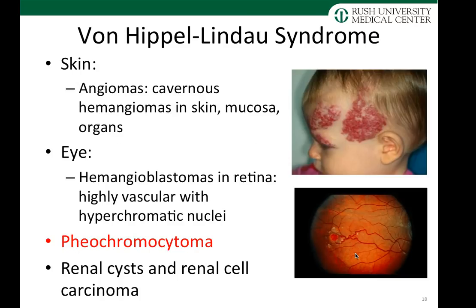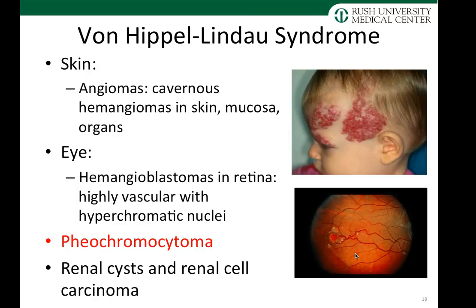So the last disorder we're going to talk about is von Hippel-Lindau syndrome. The skin features of this disorder are angiomas, which are cavernous hemangiomas in the skin, mucosa, and organs. So if you look at this child in the picture on the top, what you can see is that the lesion looks a little bit different, right? This is very different than a cafe au lait spot. This one looks much more vascular on the surface, and that's what you're going to expect to see in von Hippel-Lindau.